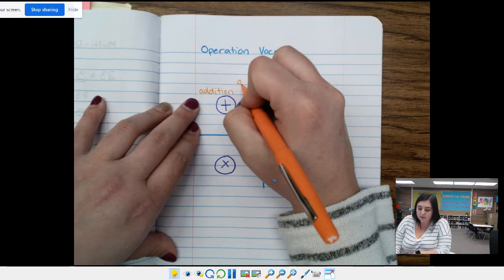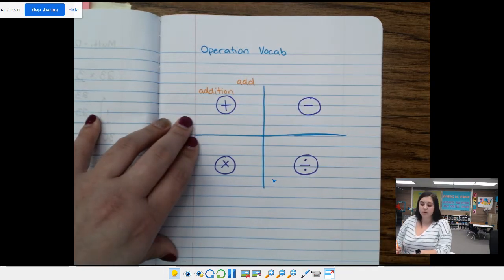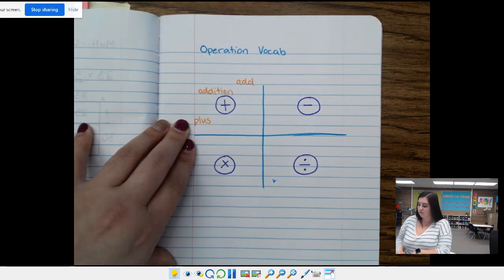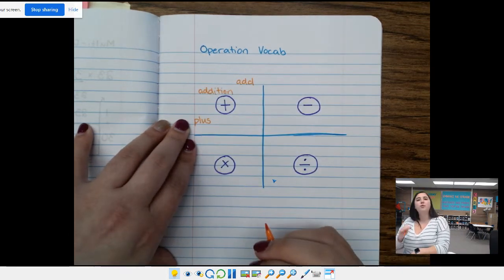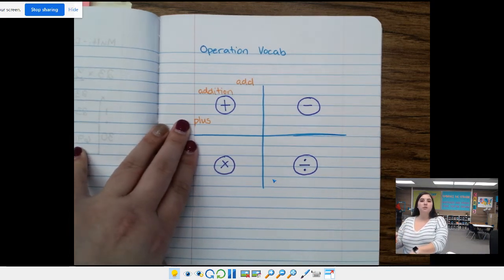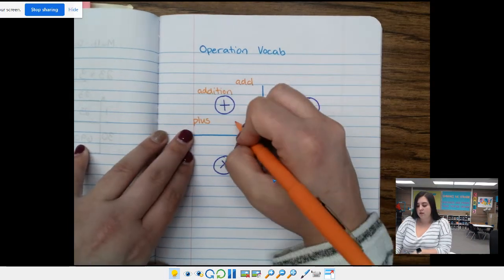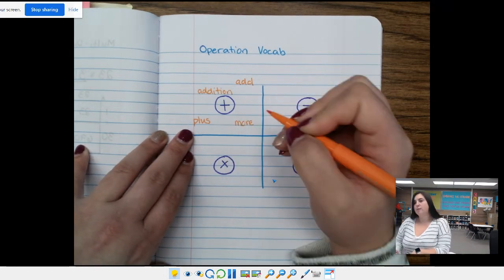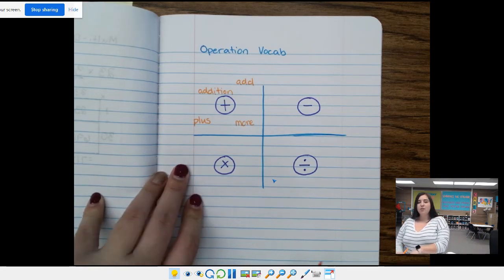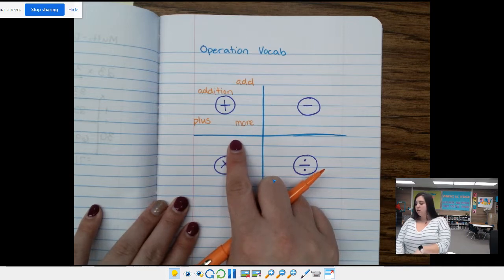You might also hear me say add, or maybe plus. Or maybe we're talking about more, like first you had 3 apples, then you got 2 more. So the word more sometimes can mean addition as well. And if you can think of any other words in here that mean addition, you might want to write that.